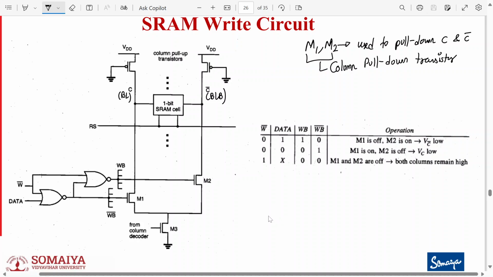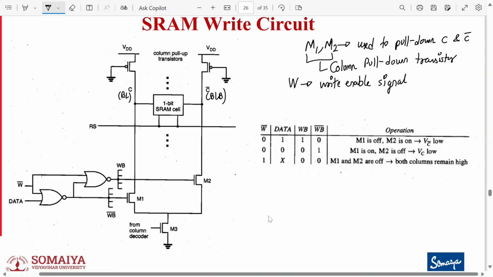All right. M1 and M2 are driven by WB and WB bar, two pseudo complementary control signals. So these are controlled by WB and WB bar. These are pseudo complementary signals. Now, the write enable signal W is active low, and the data to be written, data, are used to generate the control signals as shown below.